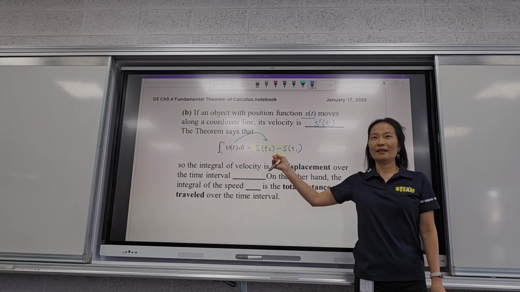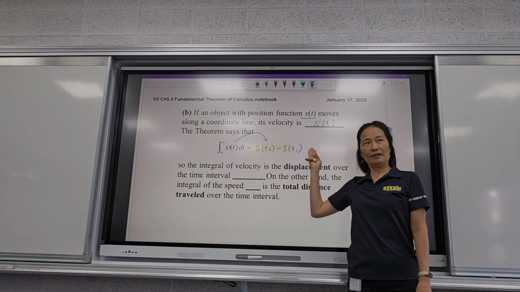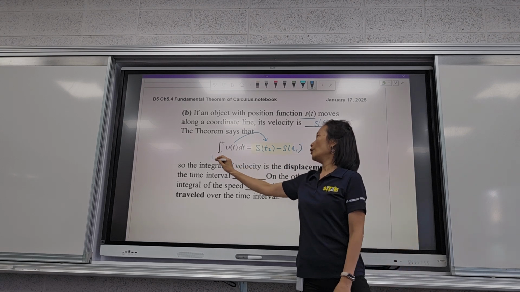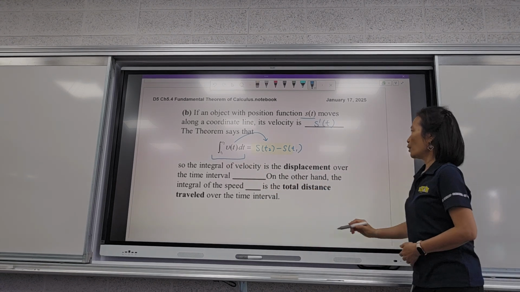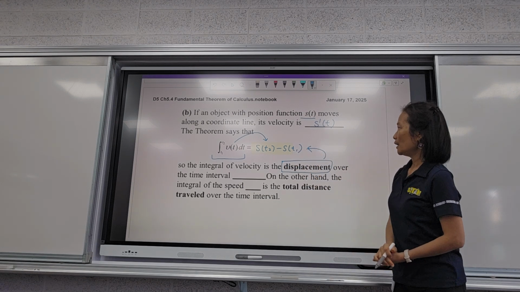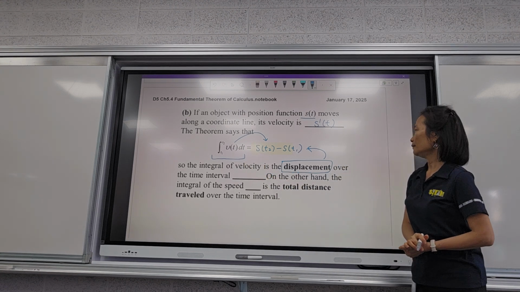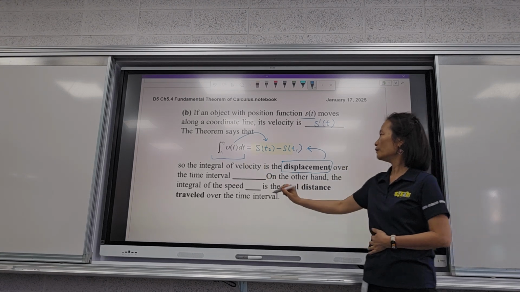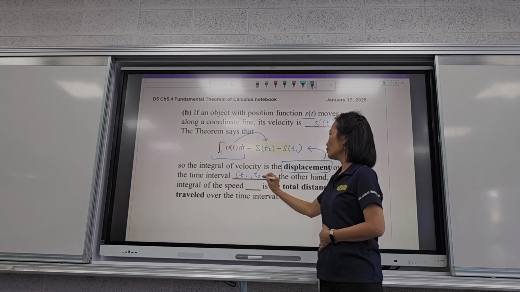We already know this, right? Your ending position, subtract the starting position, is your net change, total displacement. So what you're looking at is the total displacement, integral from a to b, v of t dt, over the time interval t1 to t2.